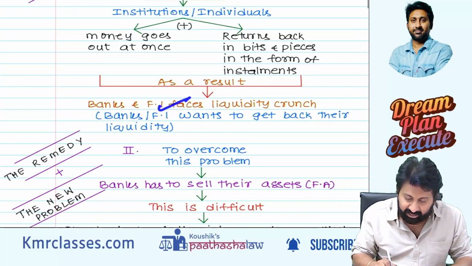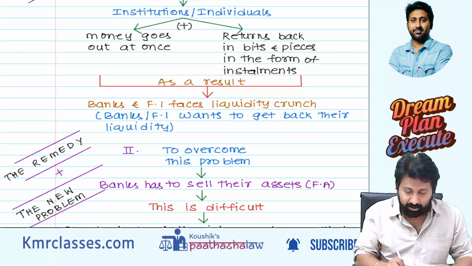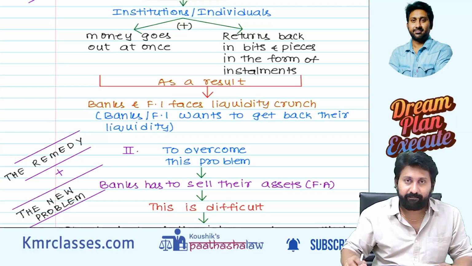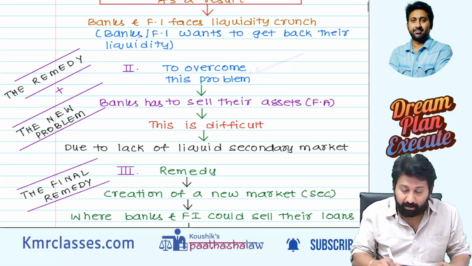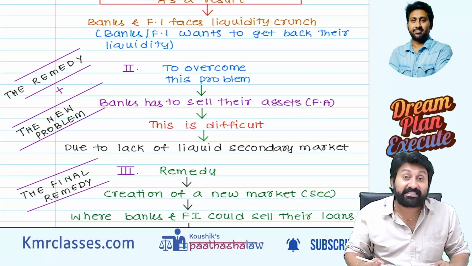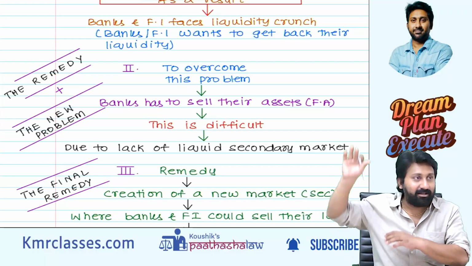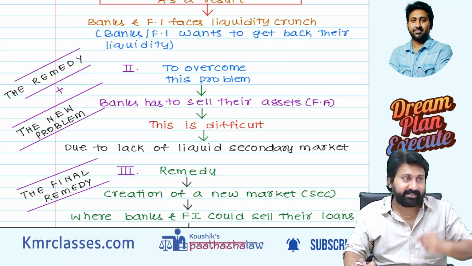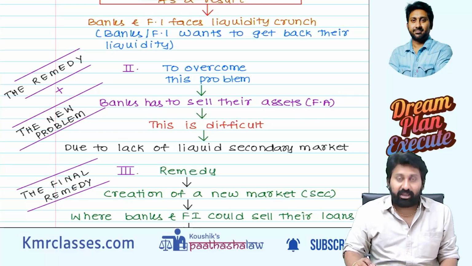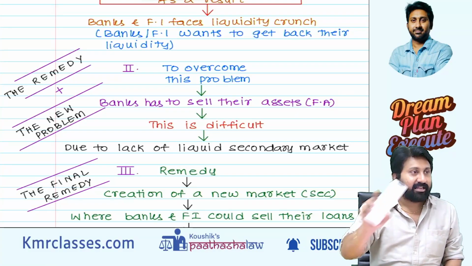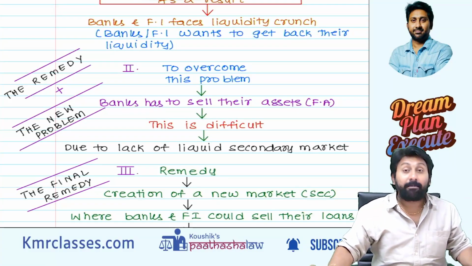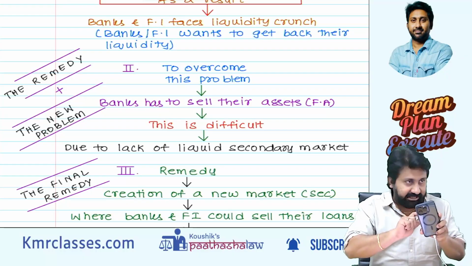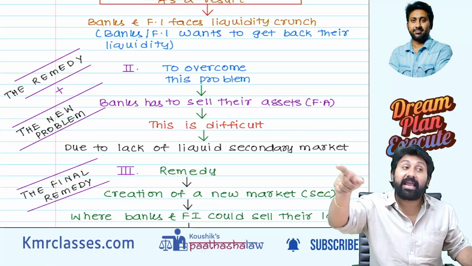Banks and financial institutions face a liquidity crunch and want to get back their liquidity. To overcome this problem, banks will sell their assets. Which asset? Not bench, table, AC, not that asset. The loan given is a receivable for them, and those assets they will sell. But the problem is, I can sell this remote or this phone because there is a market. A phone will be sold in the gadgets market.